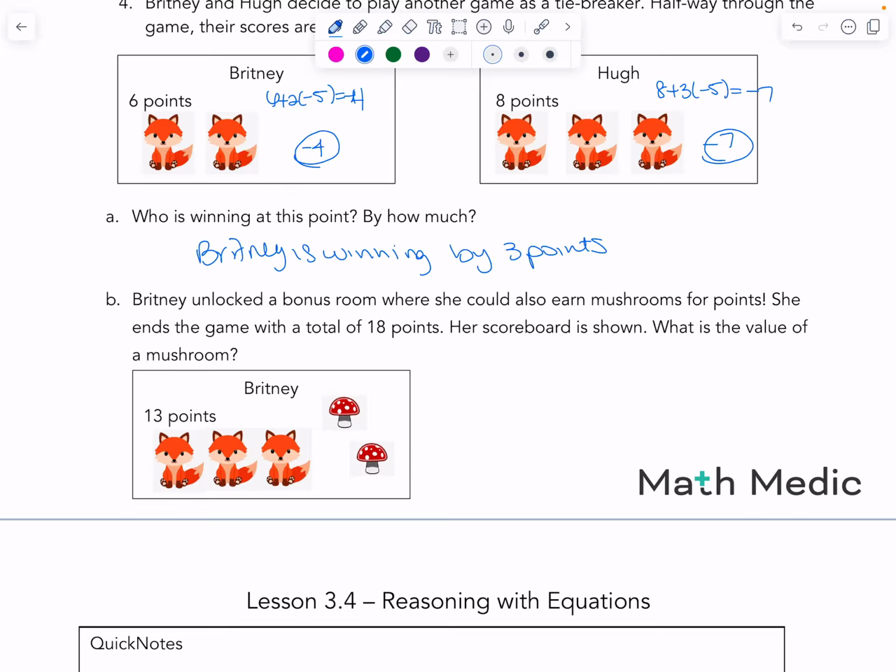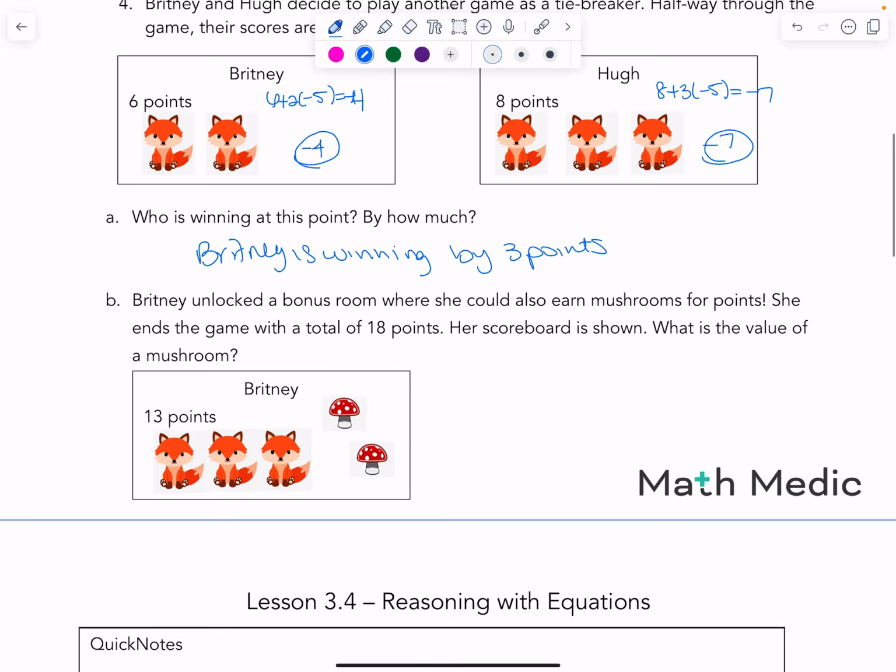All right, so now we're back. So without the mushrooms, she would have had 13 plus 3 times negative 5, which would give me negative 2. Okay, but she went from a score of negative 2 all the way to 18. So with the mushrooms, that is a 20-point increase. So negative 2 to 0 gives me 2, plus 18 would be a 20-point increase.